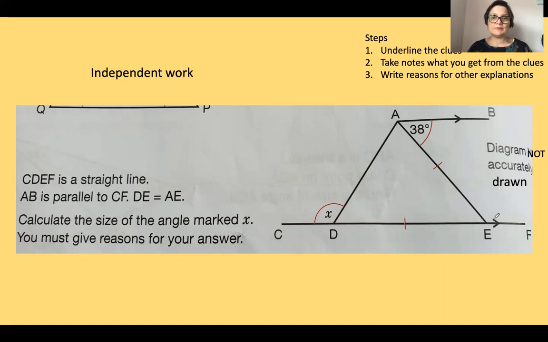And I can see we have a pair of parallel lines. AB is parallel to CF. Again, think, is there an F shape or a Z shape coming on, which means any corresponding angles or alternate angles that you can use? Calculate the size of the angle marked X. Slowly, use all the clues you have, underline them, write down what you get from these clues, and good luck with your solution.